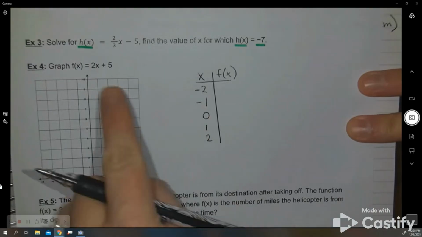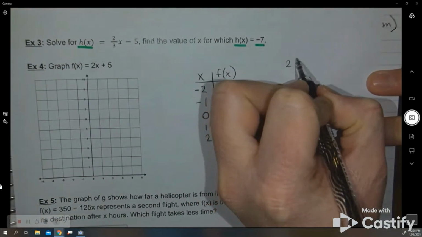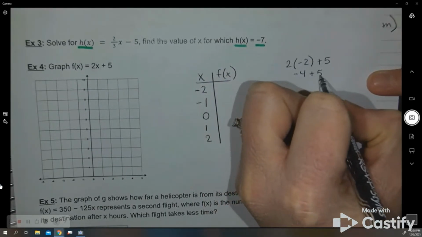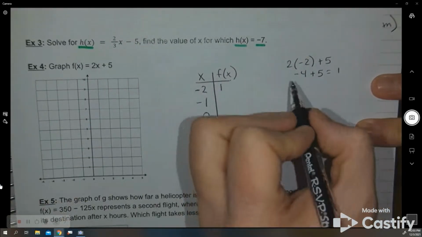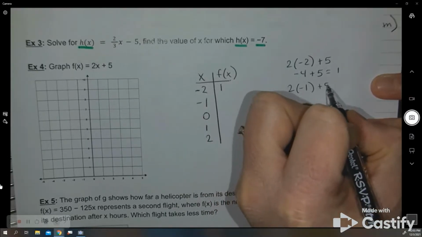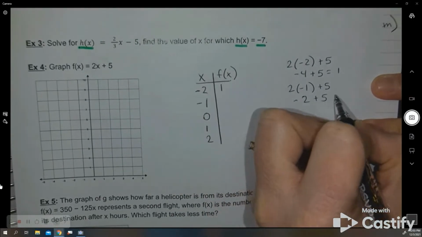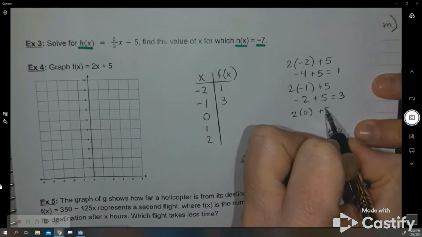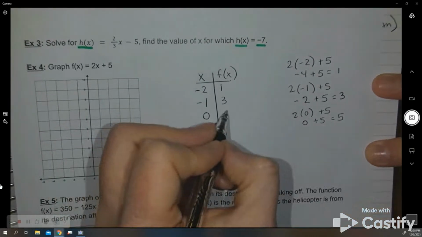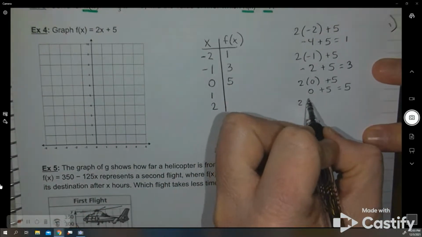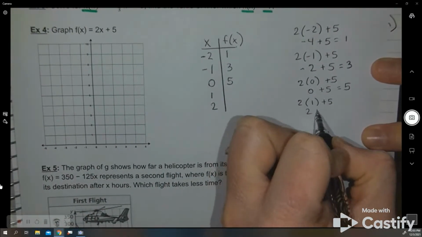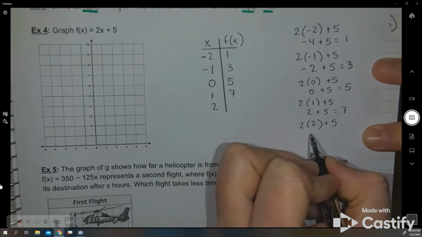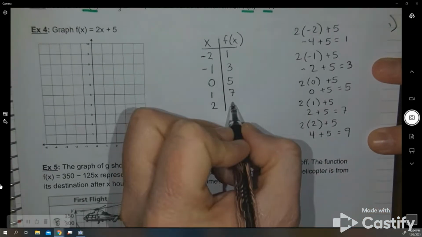So what we're doing is plugging each of them in to our function here. So we have 2 times -2 plus 5. Well, 2 times -2 is -4, plus 5 is +1. 2 times -1 plus 5. Well, 2 times -1 is -2, plus 5 is +3. 2 times 0 plus 5, well, that's 0 plus 5, which gives us 5. 2 times +1 plus 5, that's 2 plus 5, which is 7. And then we have 2 times 2 plus 5. So we have 2 times 2 is 4, plus 5 gives us 9.